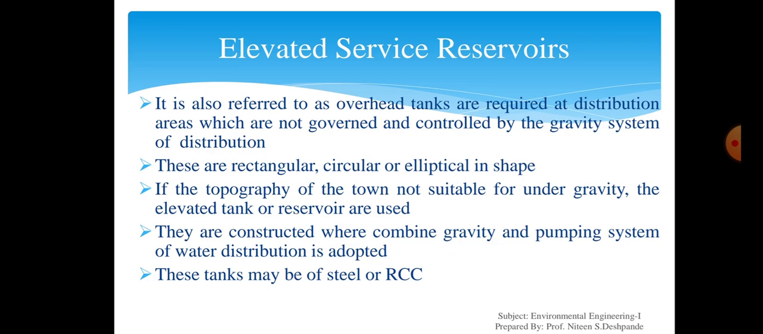They are constructed where a combined gravity and pumping system of water distribution is adopted. In the last lecture we have already seen there are two distribution systems of water, such as continuous system and intermittent system. And the water may be supplied by gravity or by pumping system, or a combination of the gravity and pumping system. So if we are using the combination of gravity and pumping system, in that case we have to go for the elevated service reservoirs.